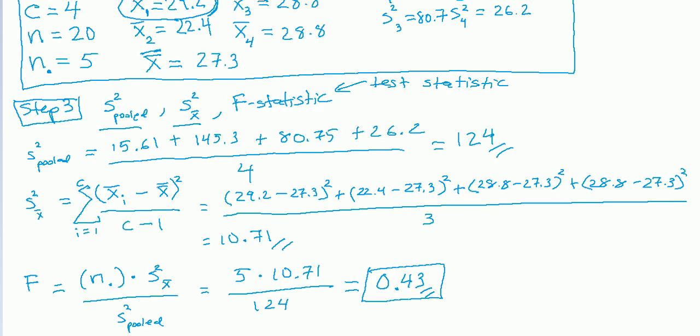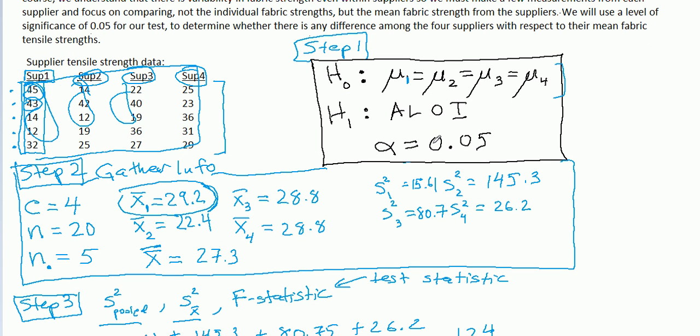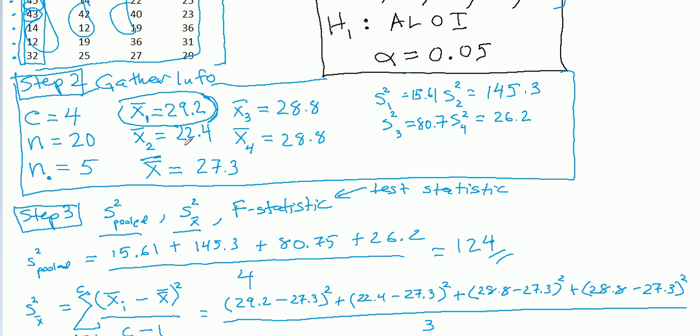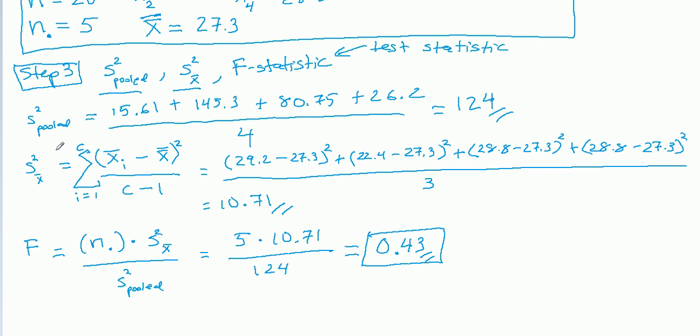Hi guys, welcome back to part 4 of our one factor, one way ANOVA example with the parachute manufacturer. Thus far we've stated the null hypothesis and alternative. We're using a level of significance of 0.05. That's going to come into effect in this step. We gathered information, which took us some time to calculate some of these x bars, the x bar bar and the variances. Step 3 was a little smoother, although it looks more complicated with the formulas. We got s squared pooled, s squared x bar, and we were able to calculate our test statistic. And our test statistic was 0.43.